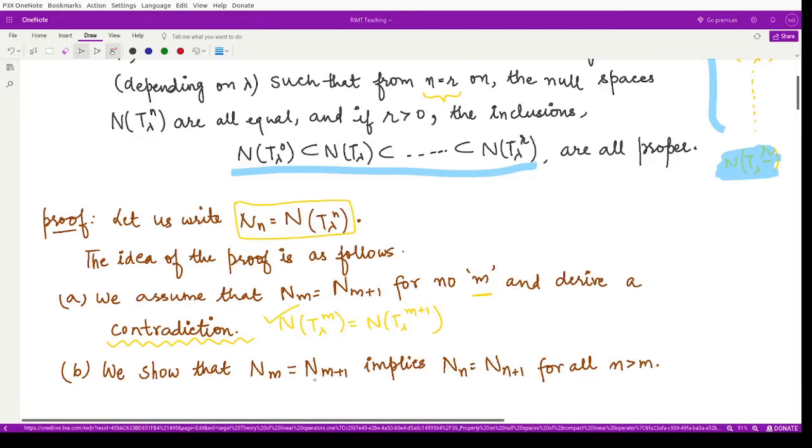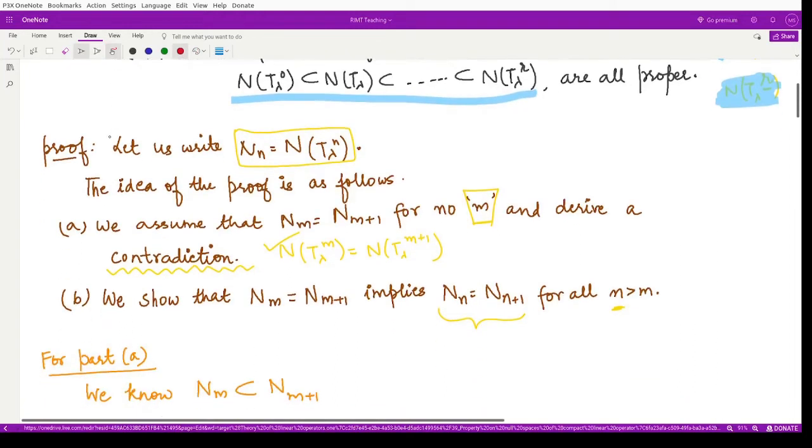In the first part we would say that there is such an index m such that both of the null spaces are equal to each other. And in the second part we will prove that from that index onwards all the null spaces are equal to each other. That means if we assume that N_m is equal to N_(m+1), then for all indexes greater than that particular index m, the null spaces are equal to each other. This is what we are going to prove in this lemma.